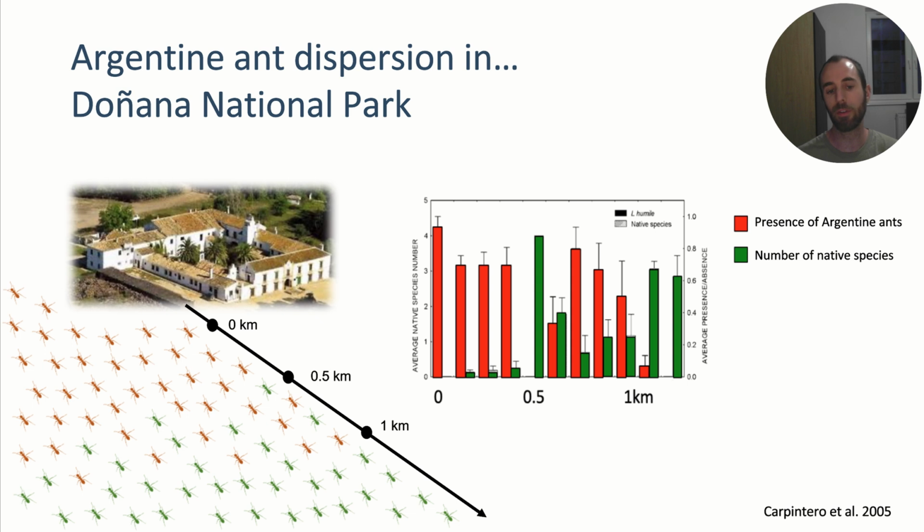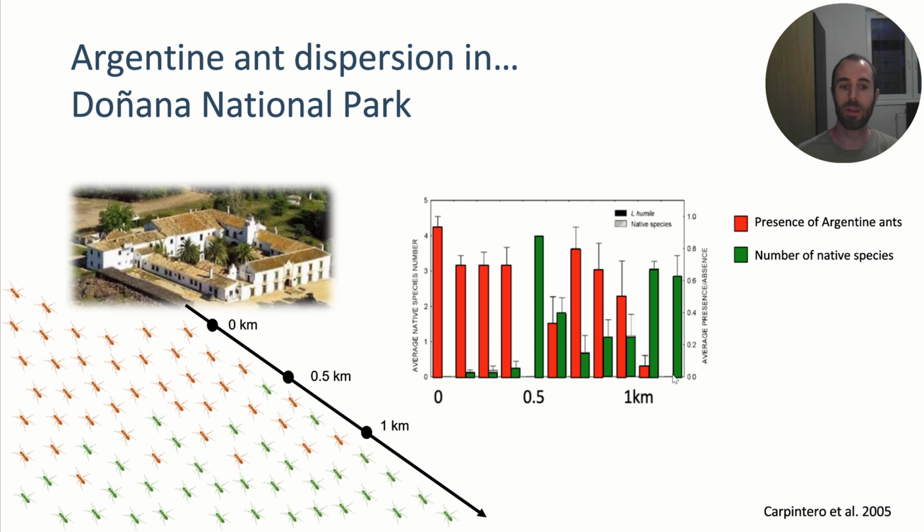So the invasion of the Argentine ant is very connected with buildings. The closer you are to the human construction, the more Argentine ants you will find if it's an invaded area. You can see here in the graph, and in this representation I tried to do, the closer you are, the more Argentine ants you find, and the farther you go, the more native species you can find.